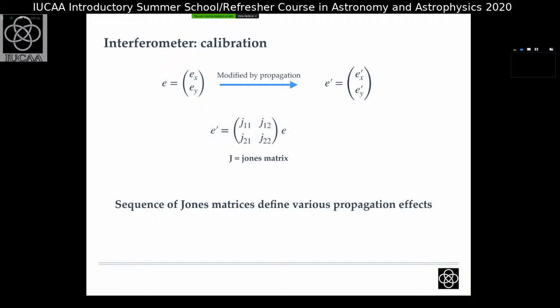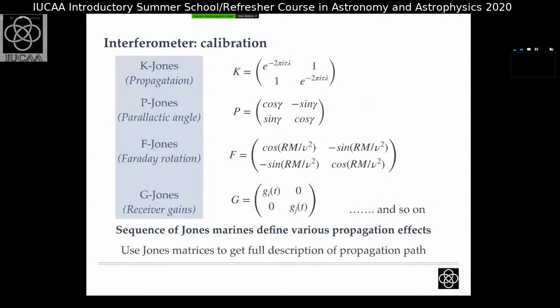So this translation from E to E prime I can represent by something called Jones matrix, right? And since there is a series of effects, I can have a sequence of Jones matrices which define these various propagation effects. And what these propagation effects could be, for example, I can have a simple propagation, called K Jones. This is just the phase term getting introduced as the signal is propagating. Then we have P Jones, which is like the parallactic angle. This is coming because if I have an alt azimuth antenna, then my telescope is rotating, the reflector is rotating as I am tracking the source in the sky.